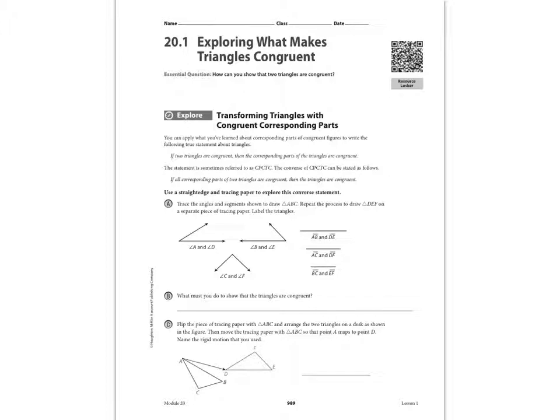Here we have lesson 20.1, exploring what makes triangles congruent. If you recall, in lesson 18.3, we looked at something called CPCFC, which stands for corresponding parts of congruent figures are congruent. We're going to switch that F, which stands for figures. We're going to be dealing with a specific type of figure or shape, and that is triangles.